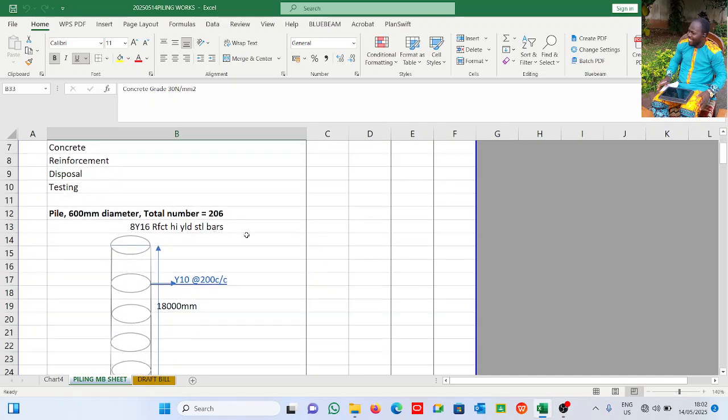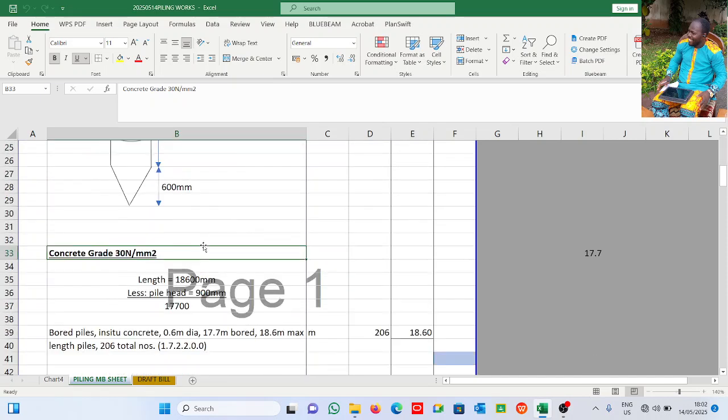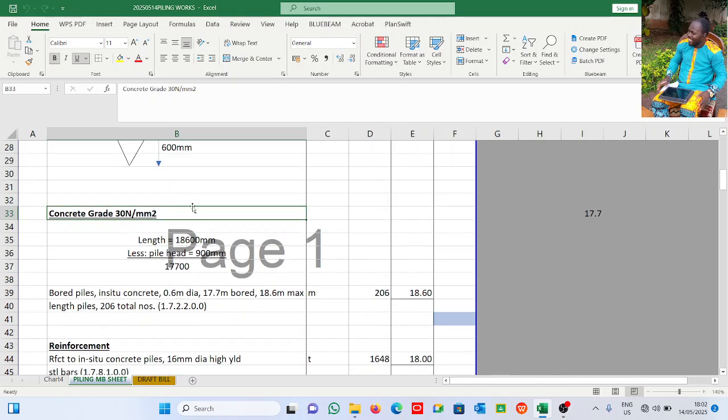Alright, so we have the concrete item, say grade 30 concrete. Now the unit for concrete in the BESMM 4R for piling is in meters. However, you need to explain in details what that particular item contains. Like here you see bored piles, in situ concrete, 0.6 meter diameter, 17.7 meter length bored, 18.6 meter maximum length piles, 206 numbers. Then the code reference.